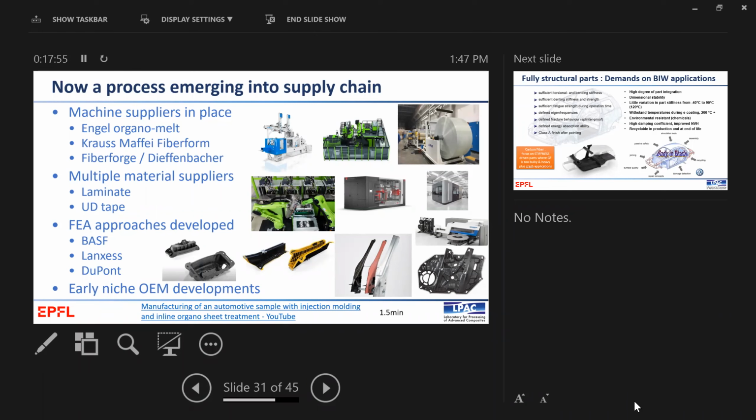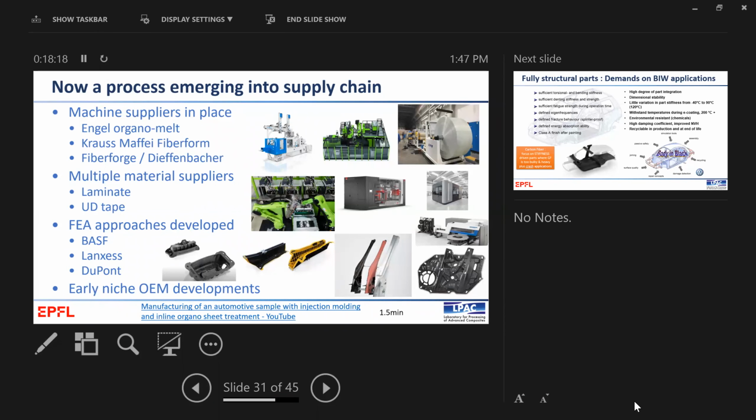There are different material companies that you can buy laminates and tape from. Companies have developed finite element approaches to simulate these materials and to include the tough failure modes of the thermoplastic resins, because they are different to epoxy materials. Very good in crash. So we see now this has gone all the way through to early OEM developments.